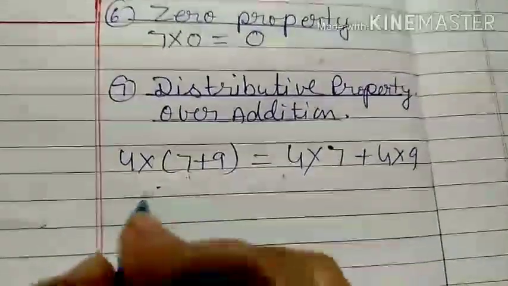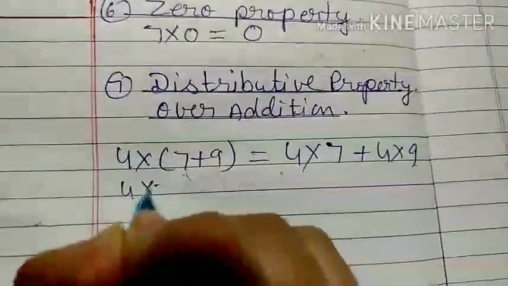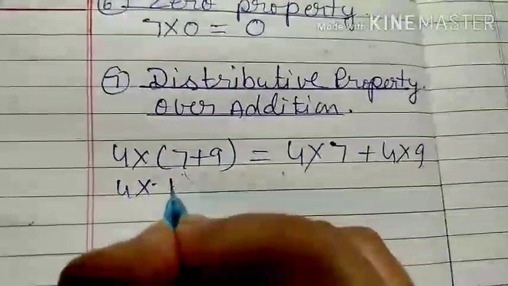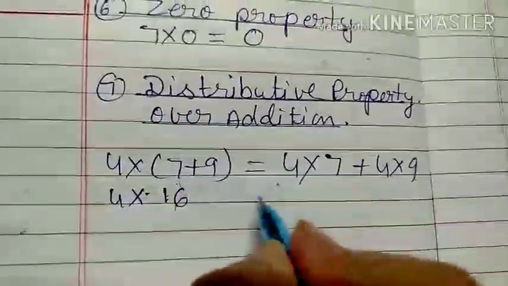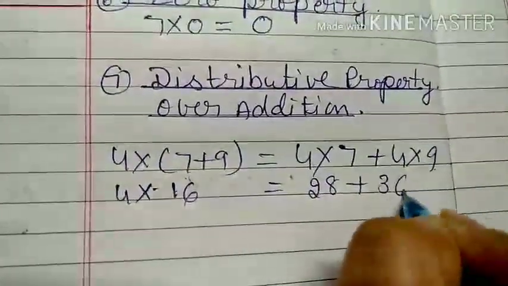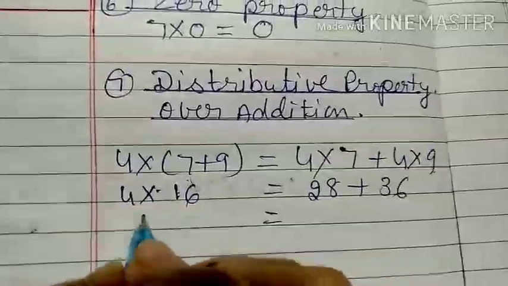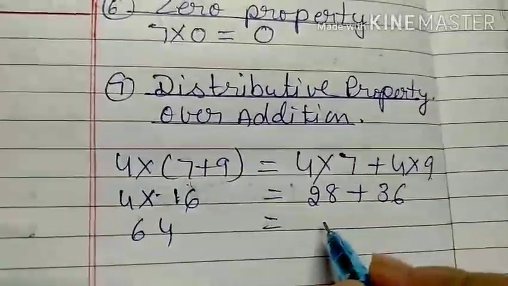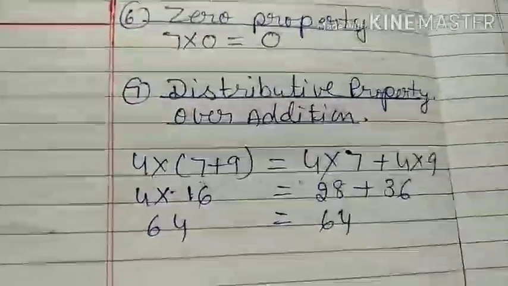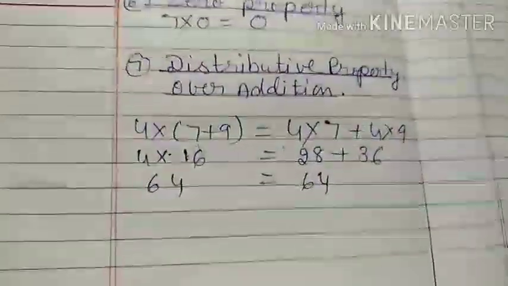If you multiply here 4 times 7 plus 9, 7 plus 9 gives you 16, and here 4 into 7 is 28 and 36. Now you check it here, 16 4s are 64 and here again 64. Both are the same, and we call it the distributive property over addition.